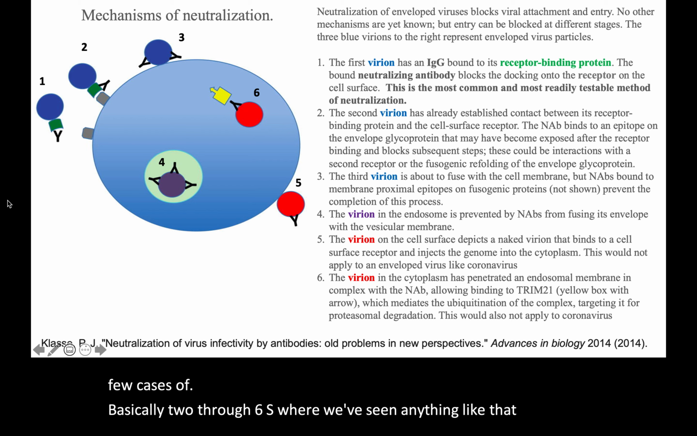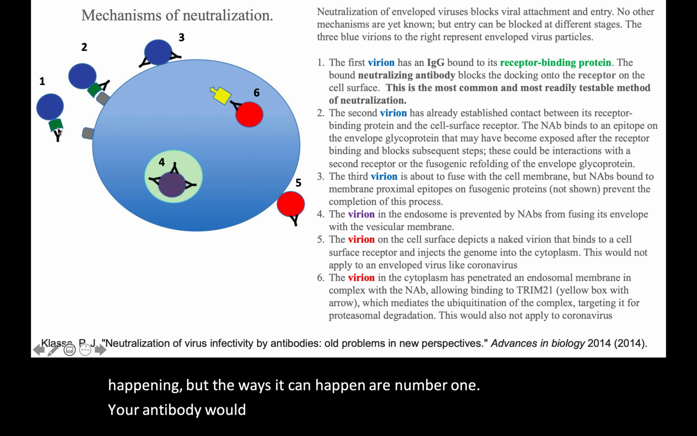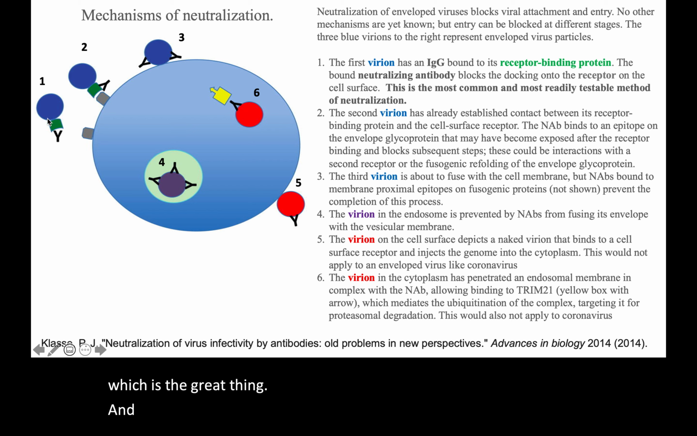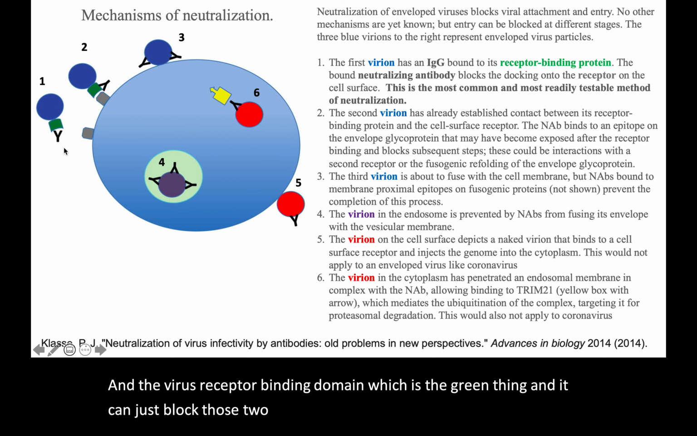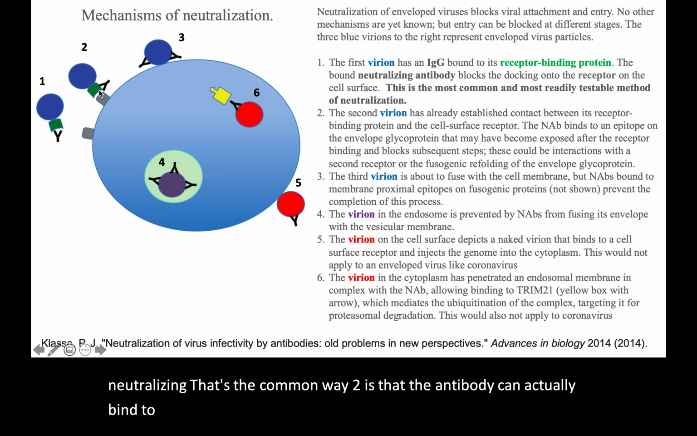But the ways it can happen are, number 1, your antibody, which is our little Y here, can get in between the receptor, which is the gray thing, and the virus receptor binding domain, which is the green thing. And it can just block those two from coming together. So that's one way of neutralizing. That's the common way.